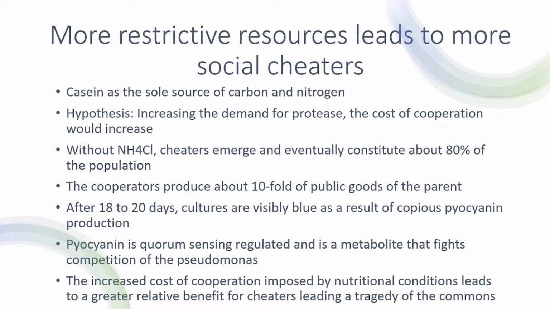So this increased cost of cooperation, which is put on by these nutritional conditions, leads to a greater relative benefit for cheaters. And this can lead to a tragedy of the commons, because at some point there's going to be too many cheaters and not enough cooperators to uphold the system. And consequently, the colony will end up dying.